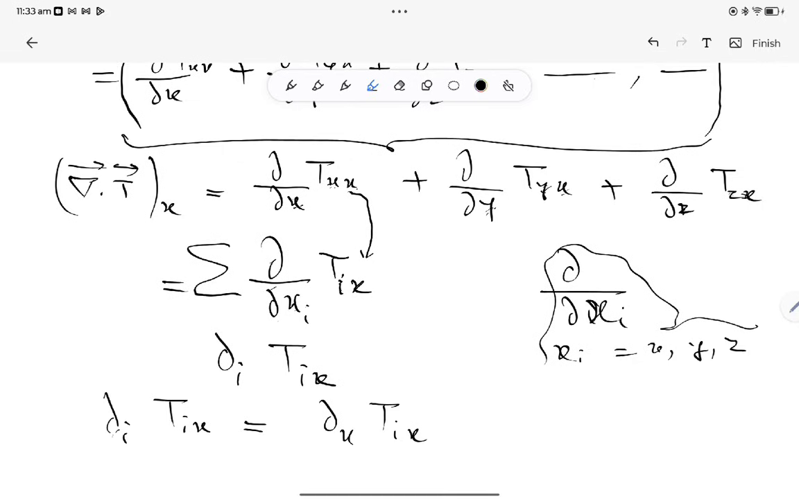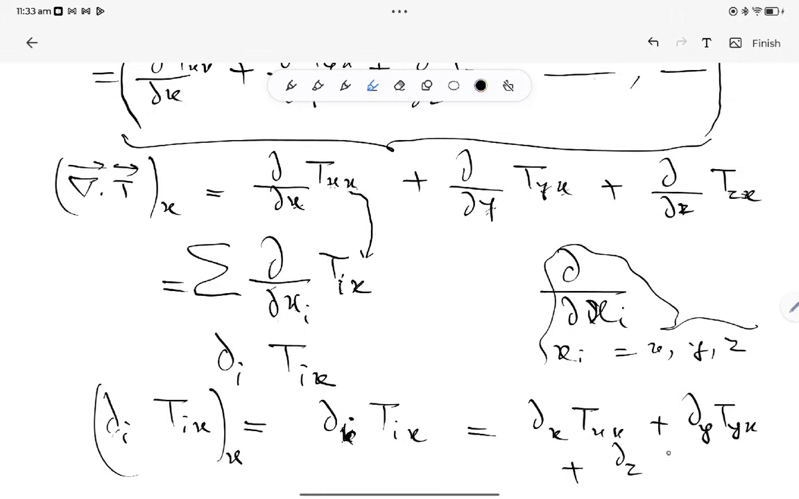So what do you observe? You observe that if you have the x component written here, you have that x here and here. Not x, sorry, it is i, and you have to take the sum over this i. You have to take exactly del x Txx plus, now give it the y value, del y Tyx plus del z Tzx, sorry, zx.